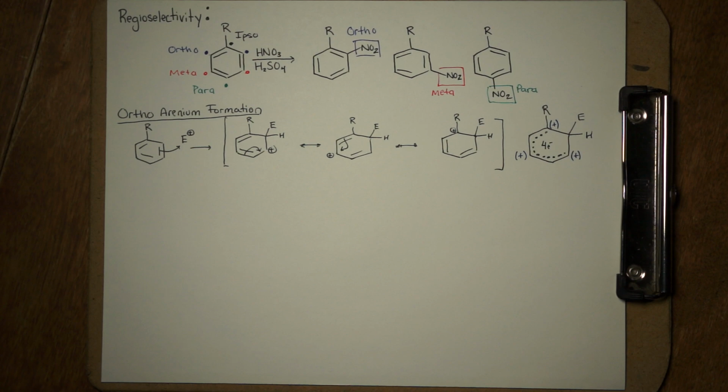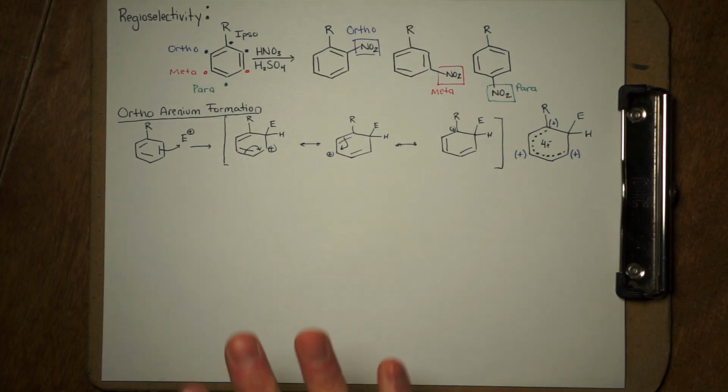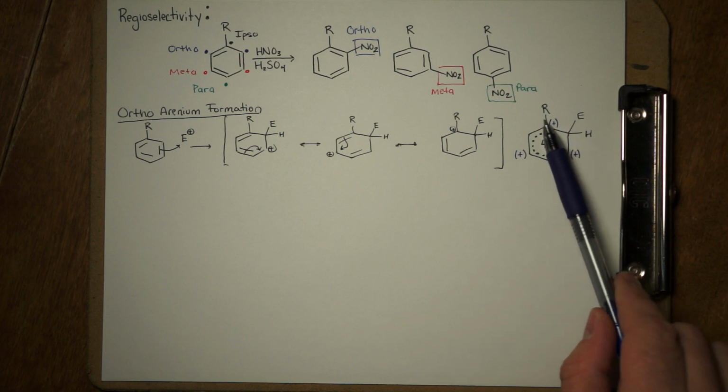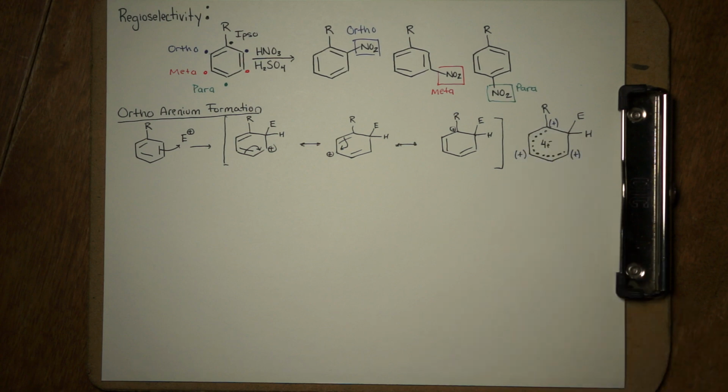What I want you to do now is pause the video and draw out what the arenium ion would look like whenever a molecule undergoes meta substitution, and draw out the resonance structures for a molecule that would undergo para substitution. All right, and see what you get. And what we're going to be focusing on is where that charge is concentrated. So go ahead and pause the video, and then we'll come back and take a look at those other resonance structures.